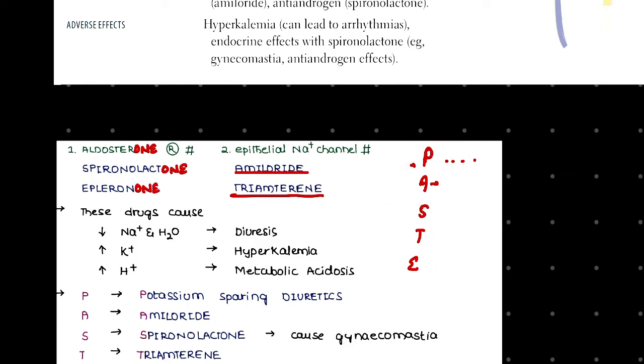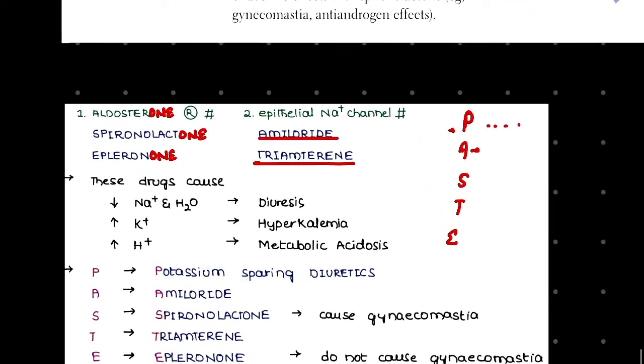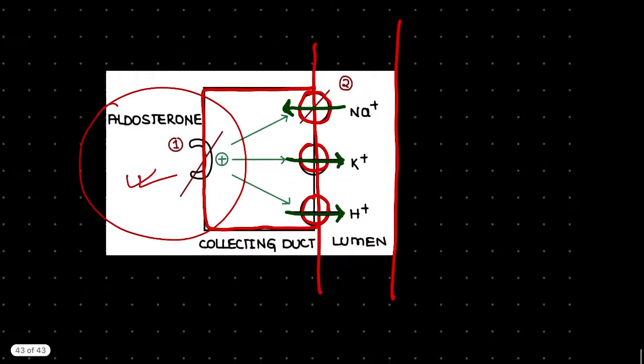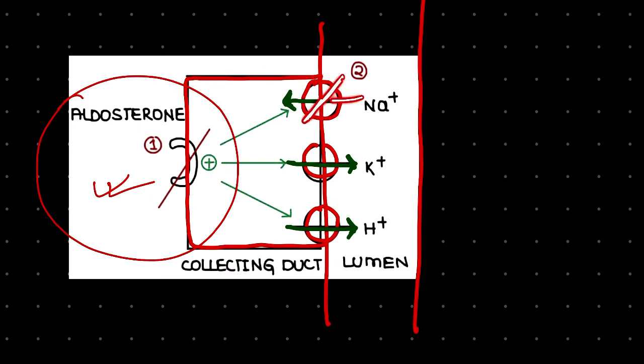Now what do these drugs cause? When we administer these drugs and block these things, what will happen? There will be impairment in reabsorption of sodium, because of which there will be excessive loss of sodium in urine. This excessive loss of sodium will take an excessive amount of water in urine, and that will cause diuresis. Similarly, there will not be excretion of our potassium, so the potassium level will be increased.